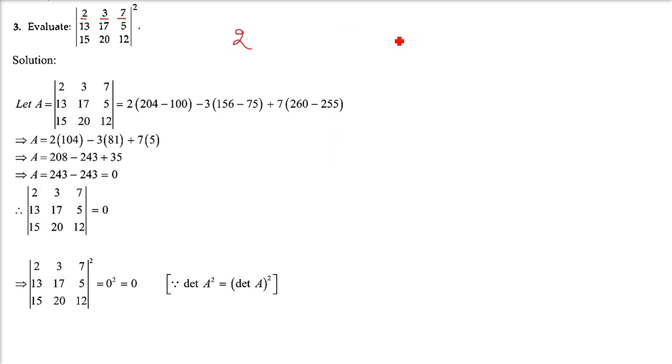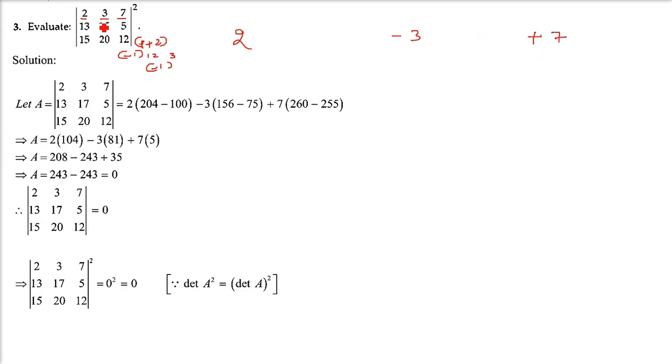2 into something, minus 3. Minus 3 why? Because the sign always depends on minus 1 to the power i plus j. Since the number 3 is at a12 position, 1 plus 2, minus 1 to the power 1 plus 2 is minus 1 to the power 3, that is going to be negative, right? It will be negative. So it will be 2 and here minus 3 and here it will be 7. I'll write it as plus 7.